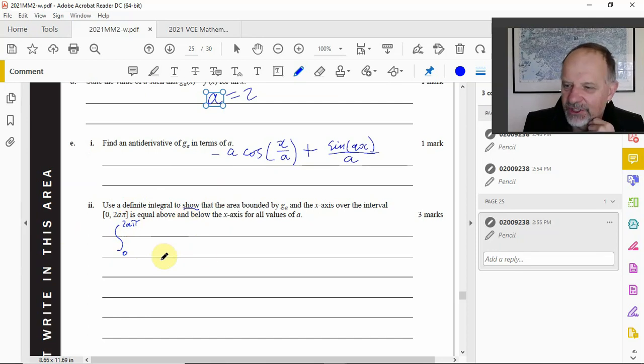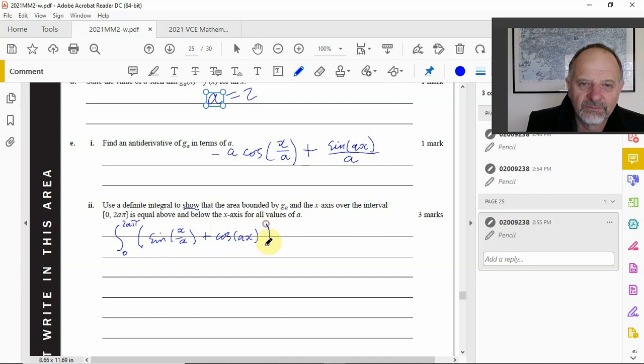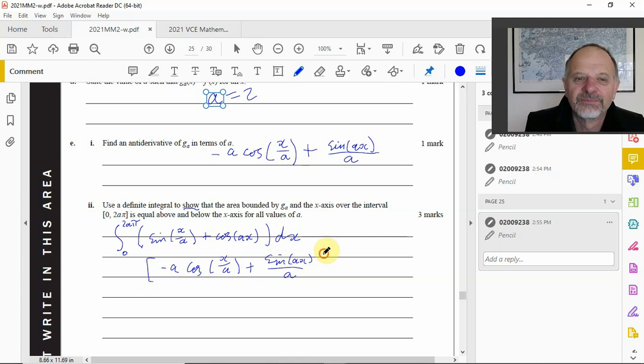Of what? Of GA. Now, GA, of course, is sine x on A plus cos AX dx. And now we need to antidifferentiate that. And we found the antiderivative up here in part 1. So we're going negative A cos x on A plus sine AX all on A between 0 and 2a pi.